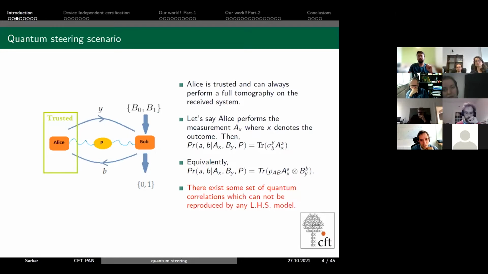Right, and maybe you assume some possible joint randomness still between them? So in the standard scenario, there is no such assumption. Okay. Yes, but there is always this freedom of choice assumption, where they have to randomly choose some measurements. Okay. Yeah.